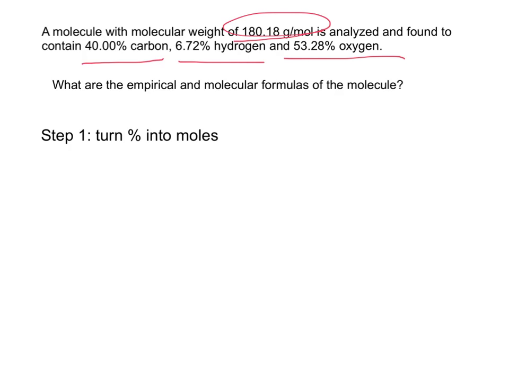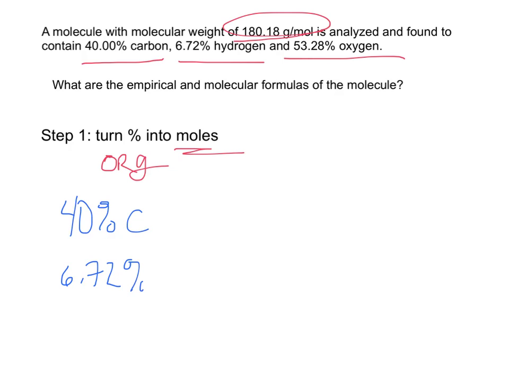Step one, we're going to turn these percentages, or grams if they gave you the problem in grams, it'd be the same thing, into moles. Okay? So we're going to turn this into moles. So I take 40% carbon, and I've got 6.72% hydrogen, and I've got 53.28% oxygen. So I write my numbers down, and I have to turn them into moles.